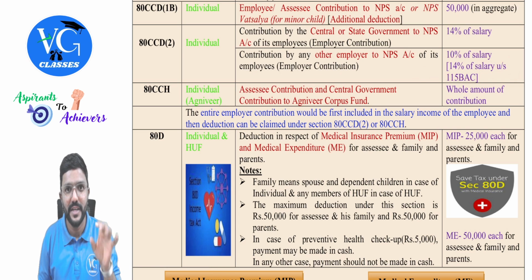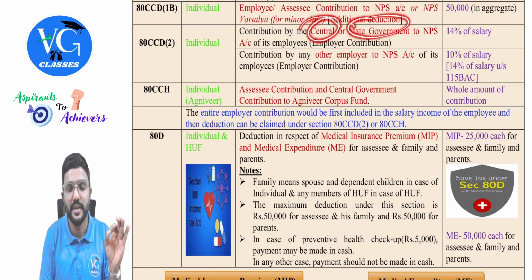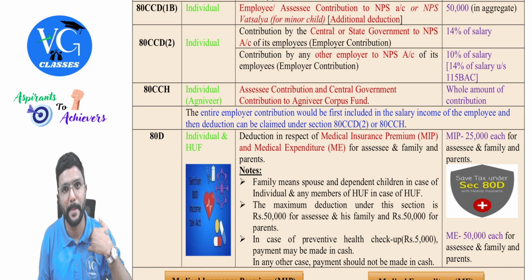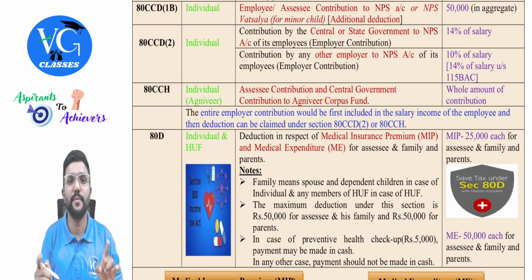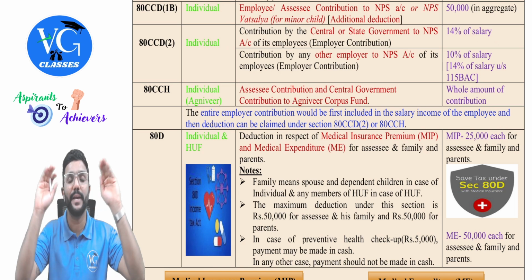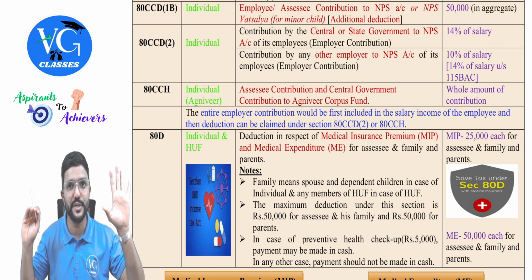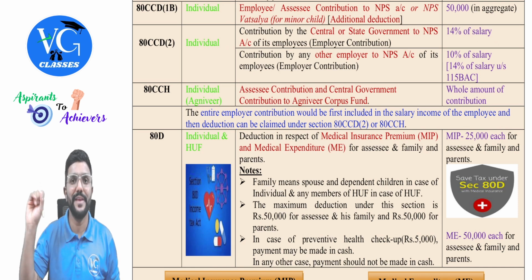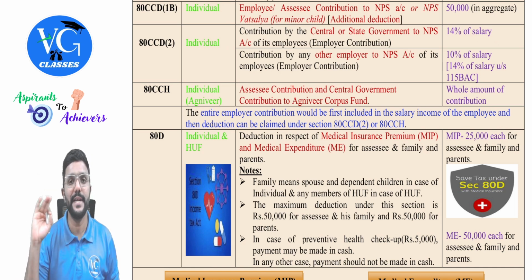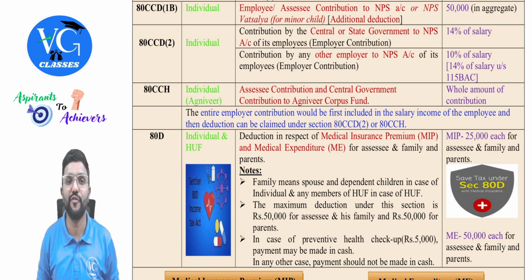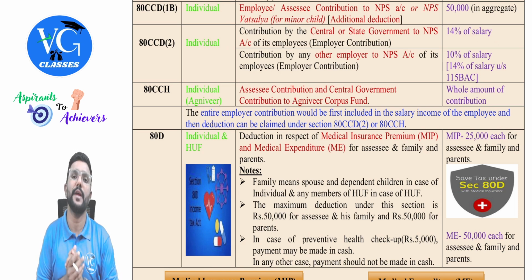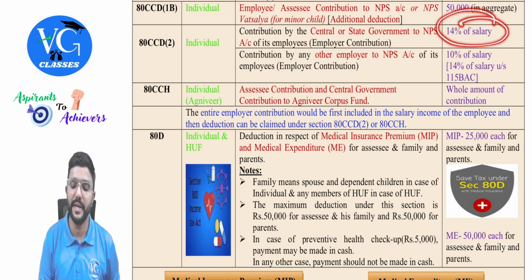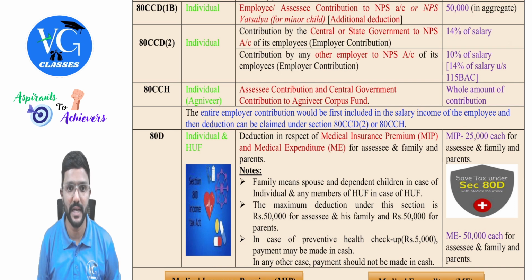Got it? I repeat. If the employer is central government or state government, then 14% of salary is allowed as a deduction for employer contribution in the hands of employee. Whereas if employer is a non-government, check which scheme the employee is following. If employee is following optional scheme, then 10% of salary is allowed as deduction for employer contribution. If employee is following default scheme, then 14% of salary will be allowed as deduction for employer contribution in the hands of employee. Got it? And here, irrespective of the scheme followed by employee, it is 14% when the employer is a government.